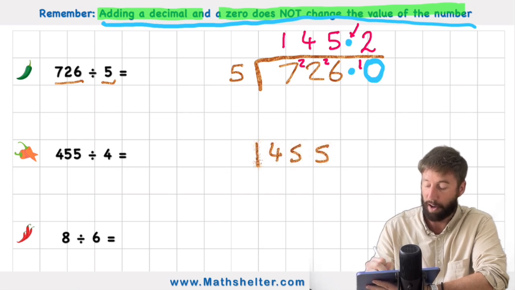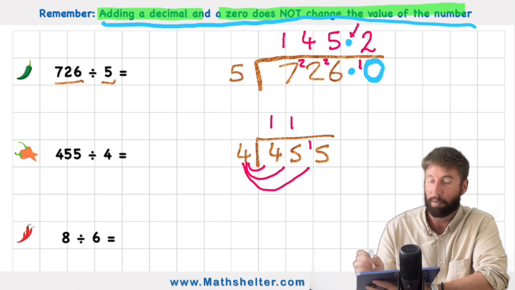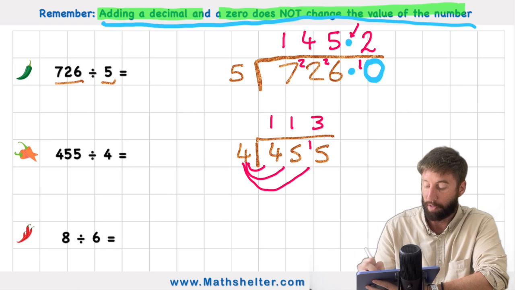Let's look at that again with an orange chili challenge of 455 divided by 4. First question, how many 4s are there in 4? Well, there's 1 with nothing left over. How many 4s in 5? There's 1 with 1 left over. And then how many 4s are there in 15? Well, I can get to 4, 8, 12. So I have 3, but I also have 3 left over.